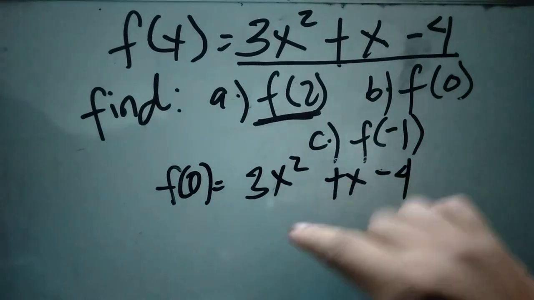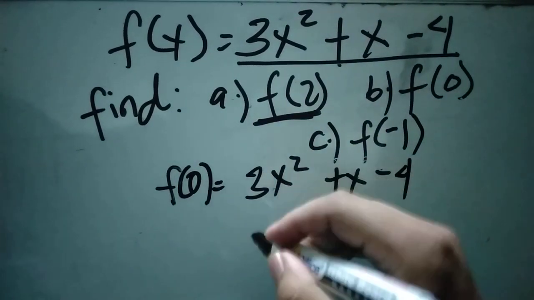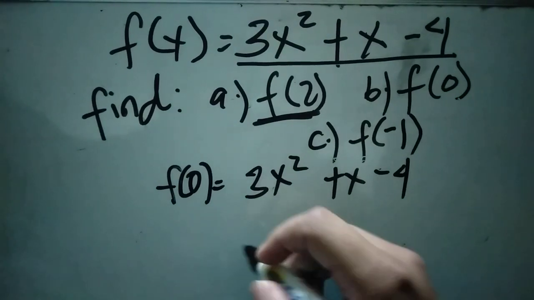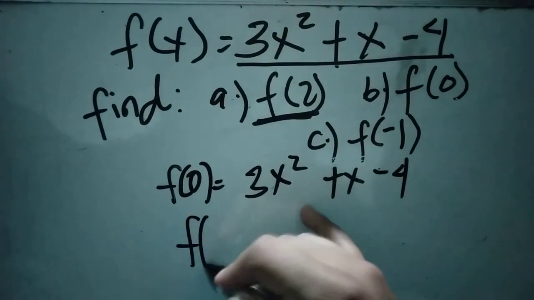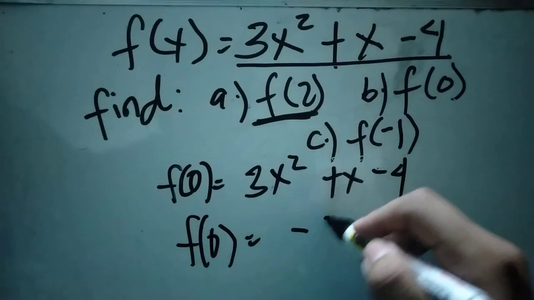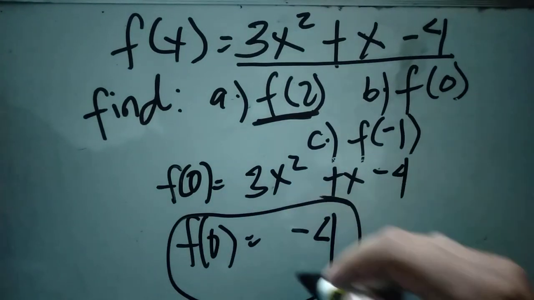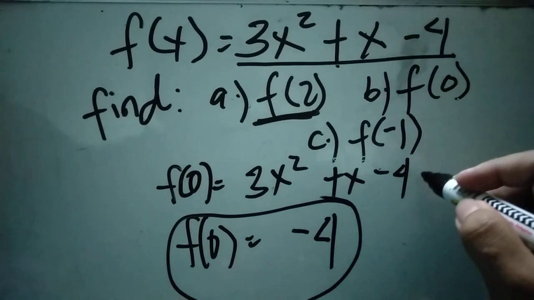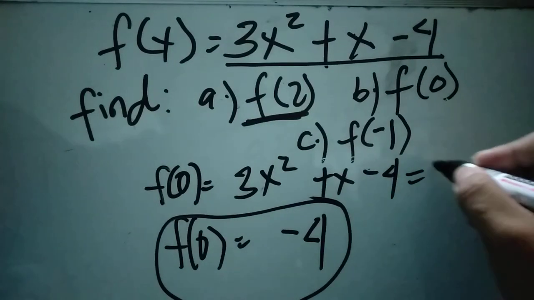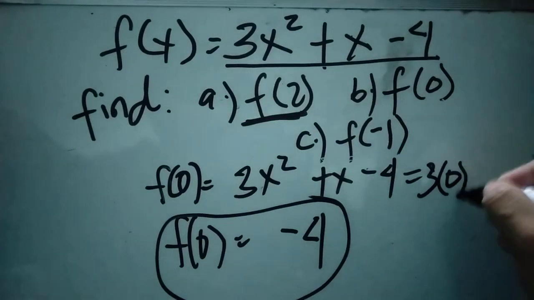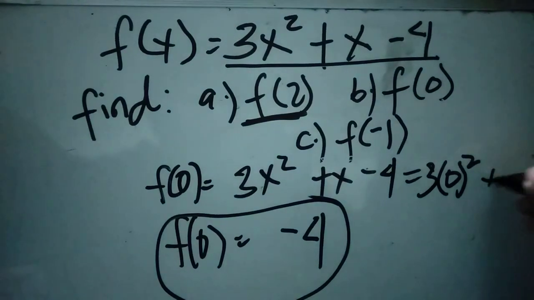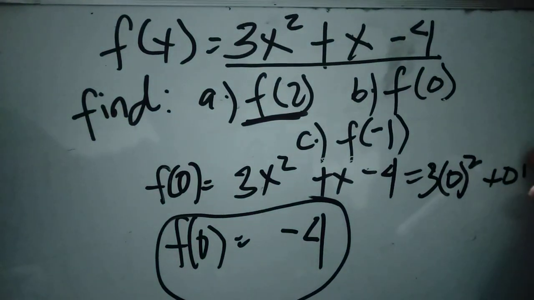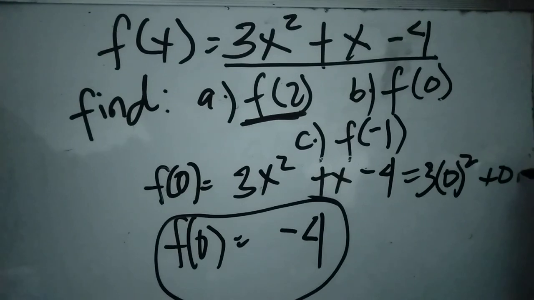I said earlier, any number multiplied by 0 is 0. So, would you believe me if the answer here is negative 4? Why? Any number that you multiply by 0 is 0. So, look at this. It becomes 3 times 0 is 0 plus 0 minus 4.